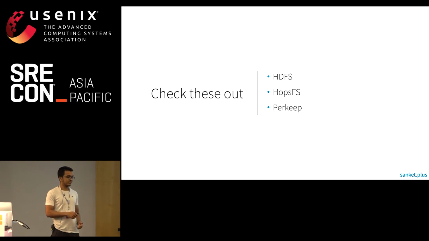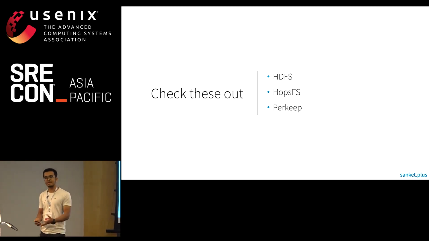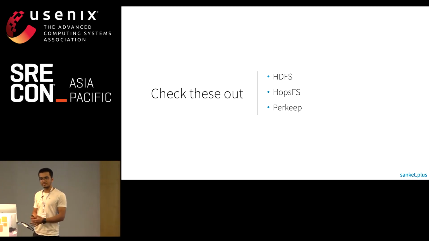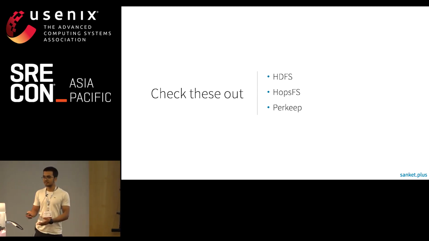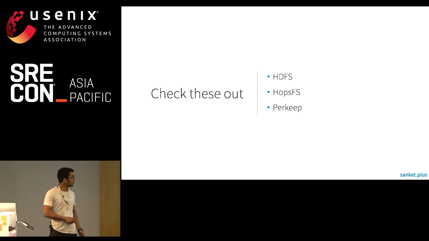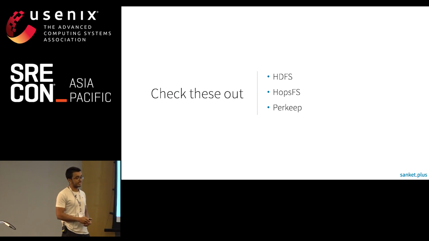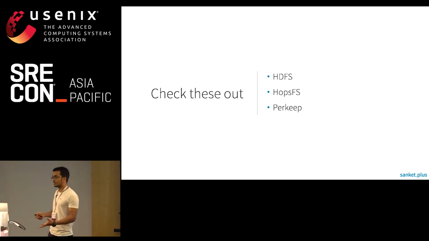What HopsFS did differently is, you get out of the journal node, and instead you put a MySQL cluster. In the MySQL cluster, your data is replicated, so that is taken care of. And now you can have multiple metadata nodes, which are name nodes in HDFS nomenclature, and they can serve your metadata requests. What Perkeep does differently here is, you don't have a concept of metadata or the metadata node.